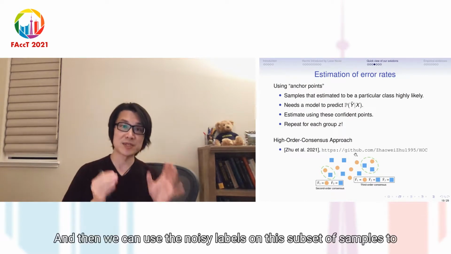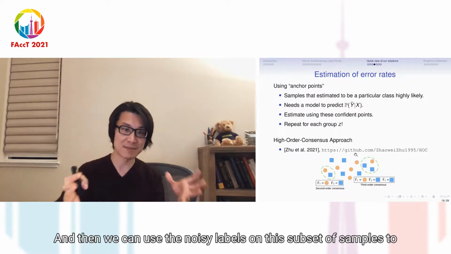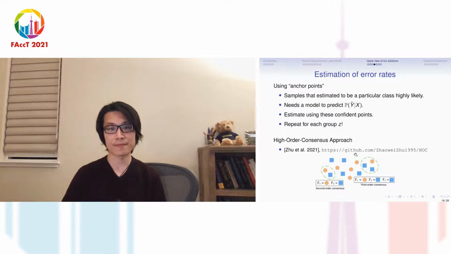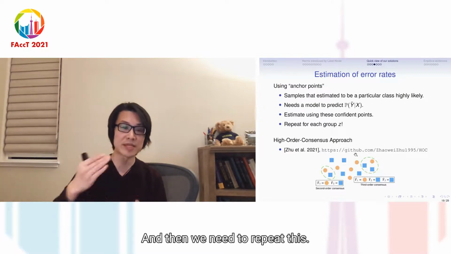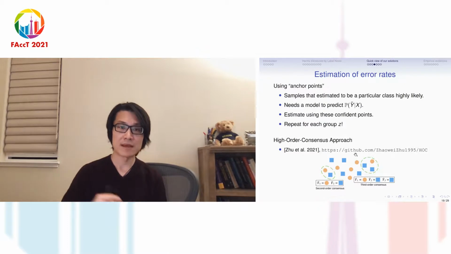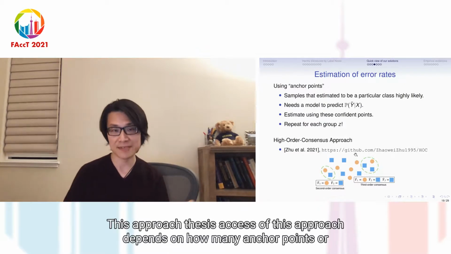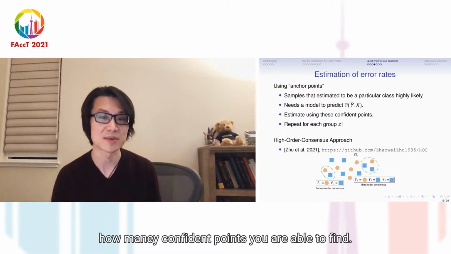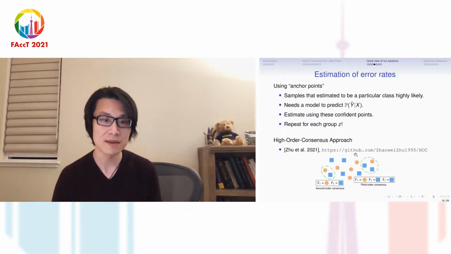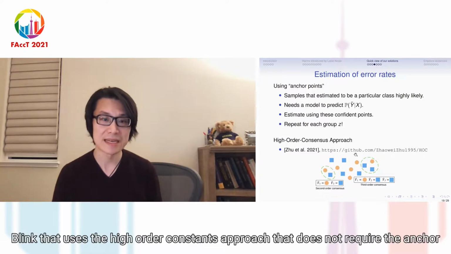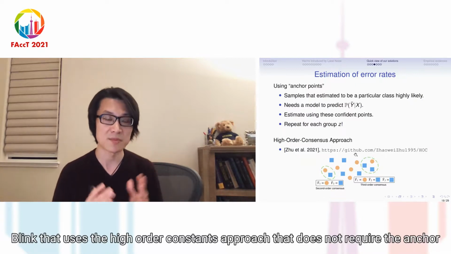And then we can use the noisy labels on this subset of samples to calculate the error rates. And then we need to repeat this for every single group. The success of this approach depends on how many anchor points, or how many confident points, you are able to find. But we've also provided an alternative approach in the following GitHub link that uses a high-order consensus approach that does not require anchor points.